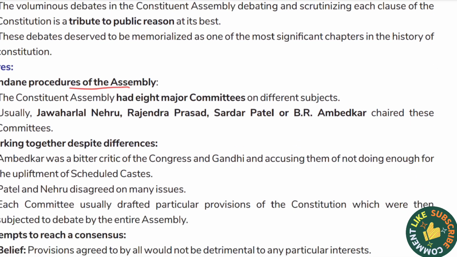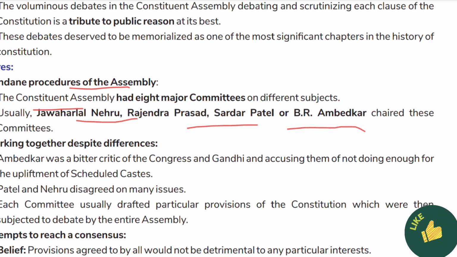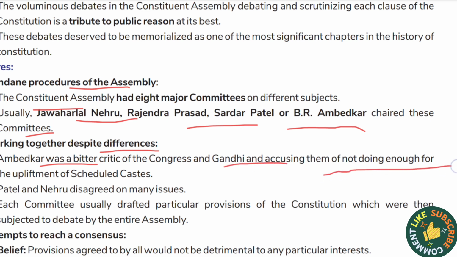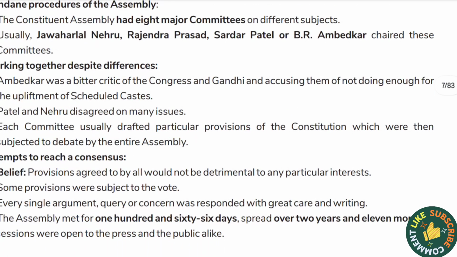Now the procedures, the mundane procedures of the Assembly. The Constituent Assembly had 8 major committees on different subjects. Usually, Jawaharlal Nehru, Rajendra Prasad, Sardar Patel, or B.R. Ambedkar chaired these committees. They worked together despite differences: Ambedkar was a bitter critic of the Congress and Gandhi, accusing them of not doing enough for the upliftment of the scheduled castes, and Patel and Nehru disagreed on many issues.